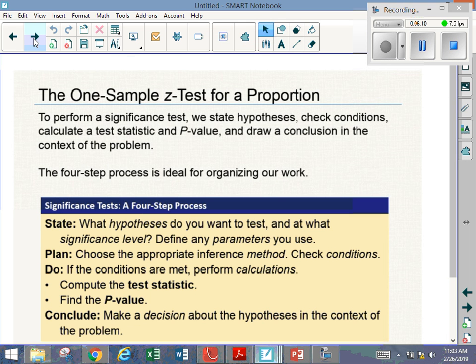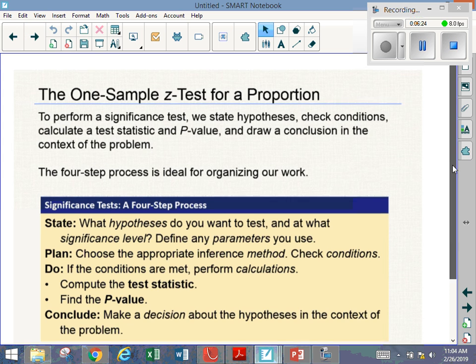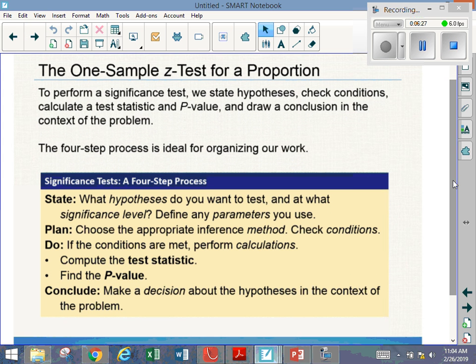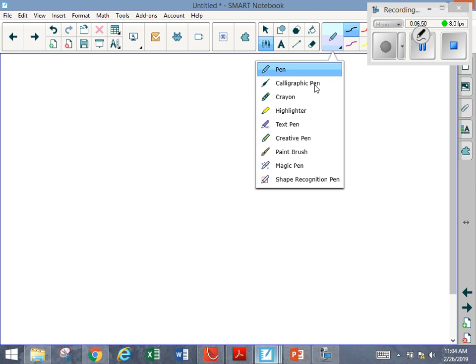So now we're going to start getting into different types of tests. What we just performed was a one sample z-test for a proportion. So if we're given a proportion, this is the one we're going to go to. Significance tests, this four-part process. What I really prefer is this, and I'm going to change it because, if you like to do the state, plan, do, conclude thing, that's fine. But I feel like this gives me an awesome roadmap.